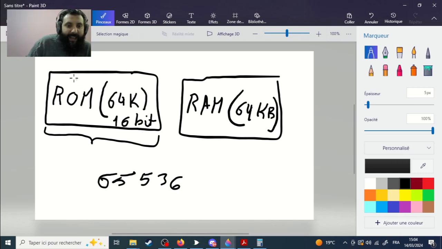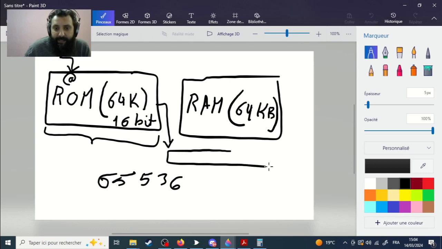The PC output is directly connected to the address input of the ROM. Why? Because when you give a value to the address of the ROM, it will output the value of the cell addressed by this value. I don't know if you are understanding what I'm saying or not.